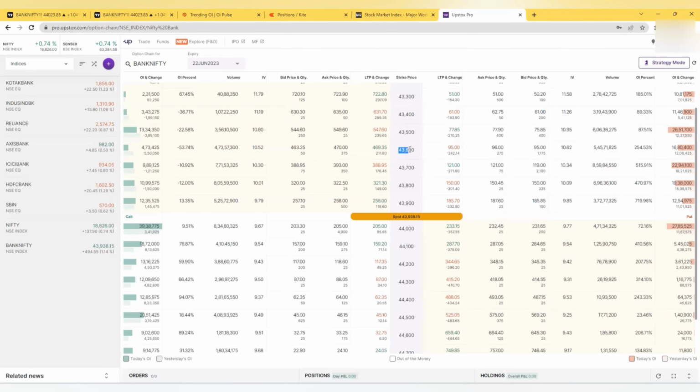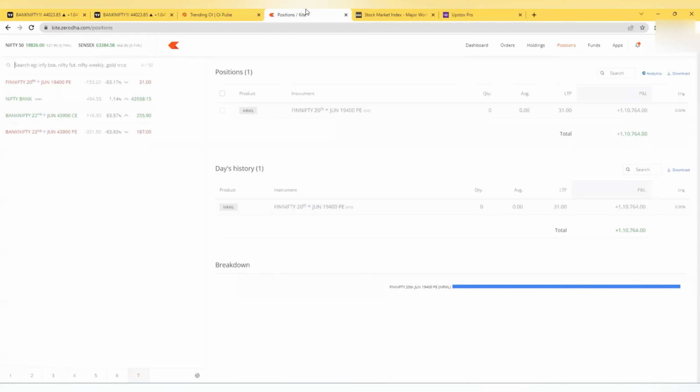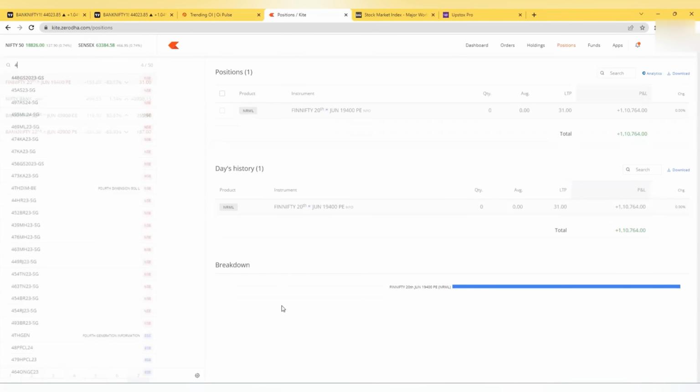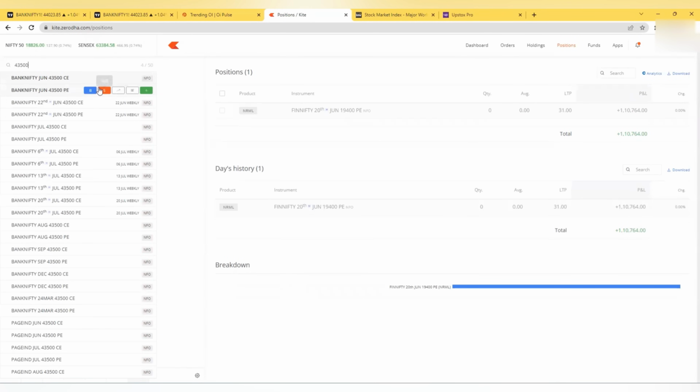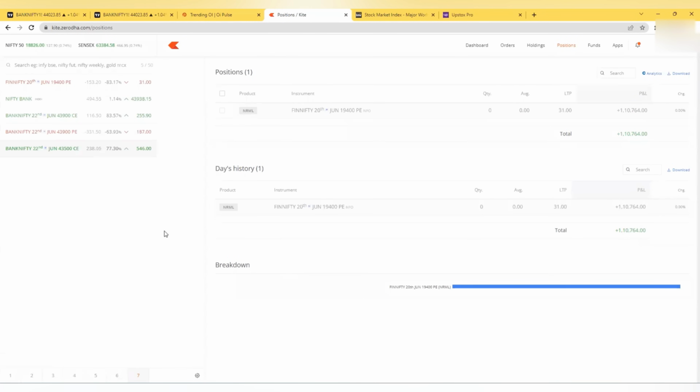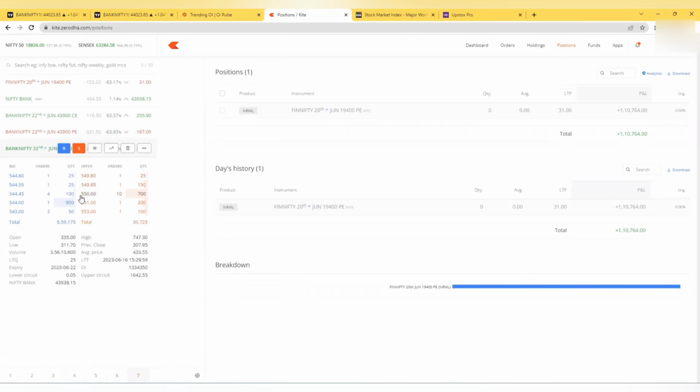So this is the in-the-money call. Let's take 43,500. I'll add it here for call. Now what I look at is, if you see here, the bid price and the ask price. So this is the bid price and this is the ask price. So this is the demand and this is the supply. Can you see a big mismatch between the demand and supply? This is 544 and this is 549.